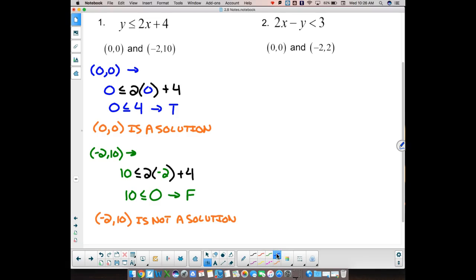Alright, so if I plug in the origin, 0, 0, I get 2 times 0 minus 0 is less than 3. So that's 0 minus 0 is 0, is less than 3. That is true. So the origin here is a solution.